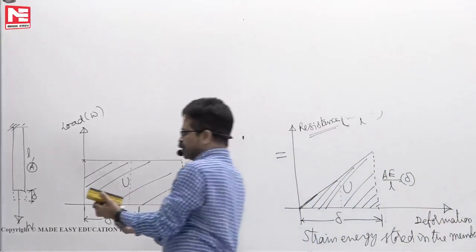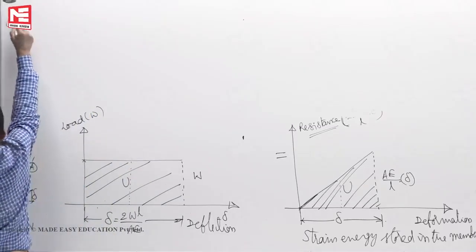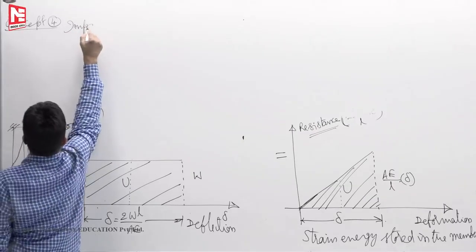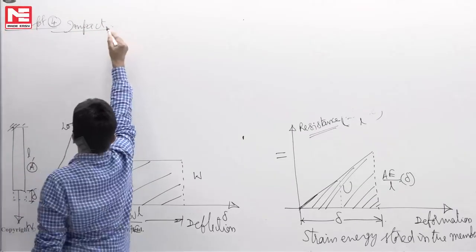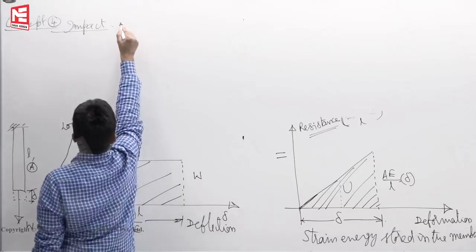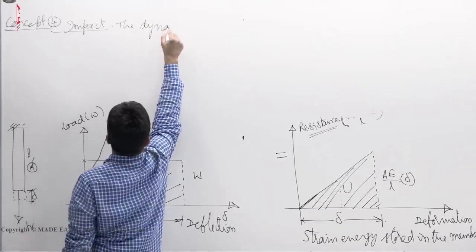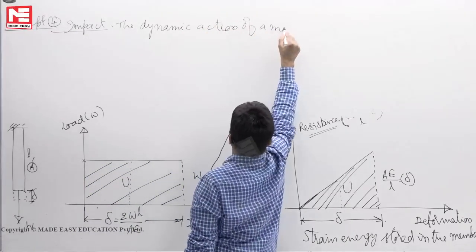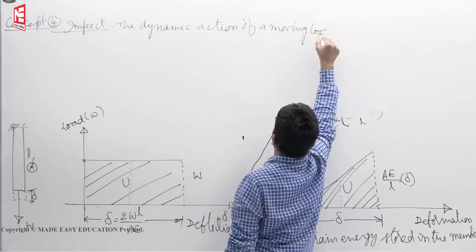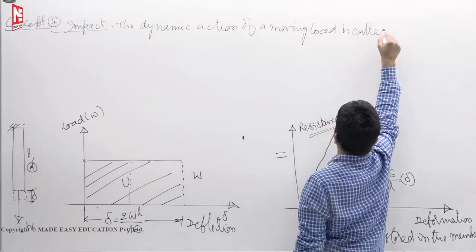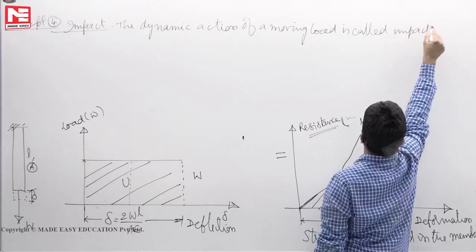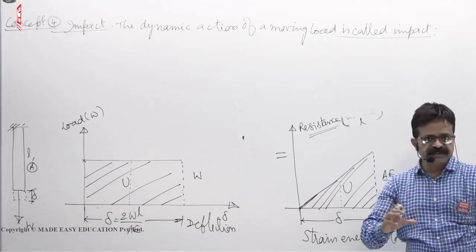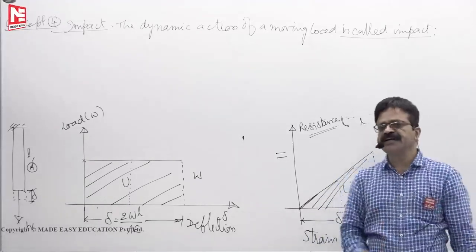Now let us see the fourth concept, impact. What is the impact meaning? Definition is the dynamic action of a moving load. Dynamic action of a moving load is called impact. A moving load, whatever dynamic effect it produces, we call it as impact.